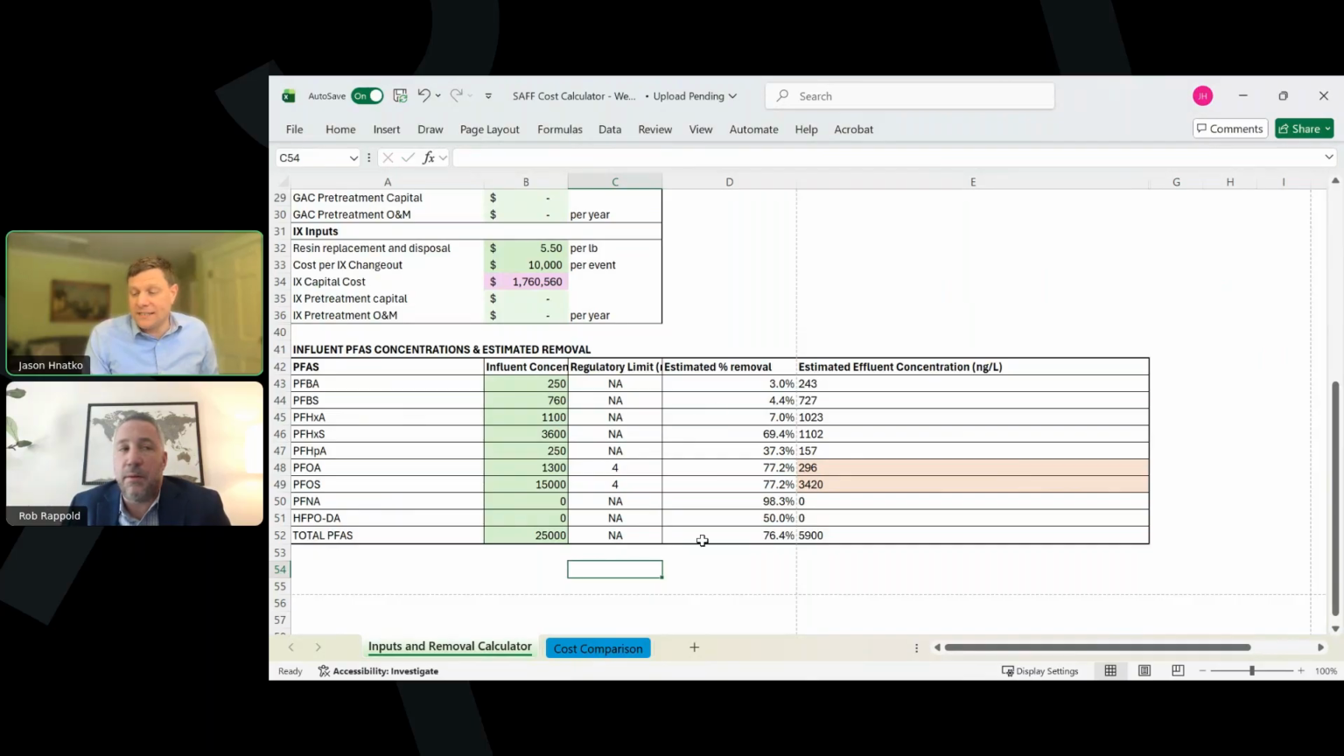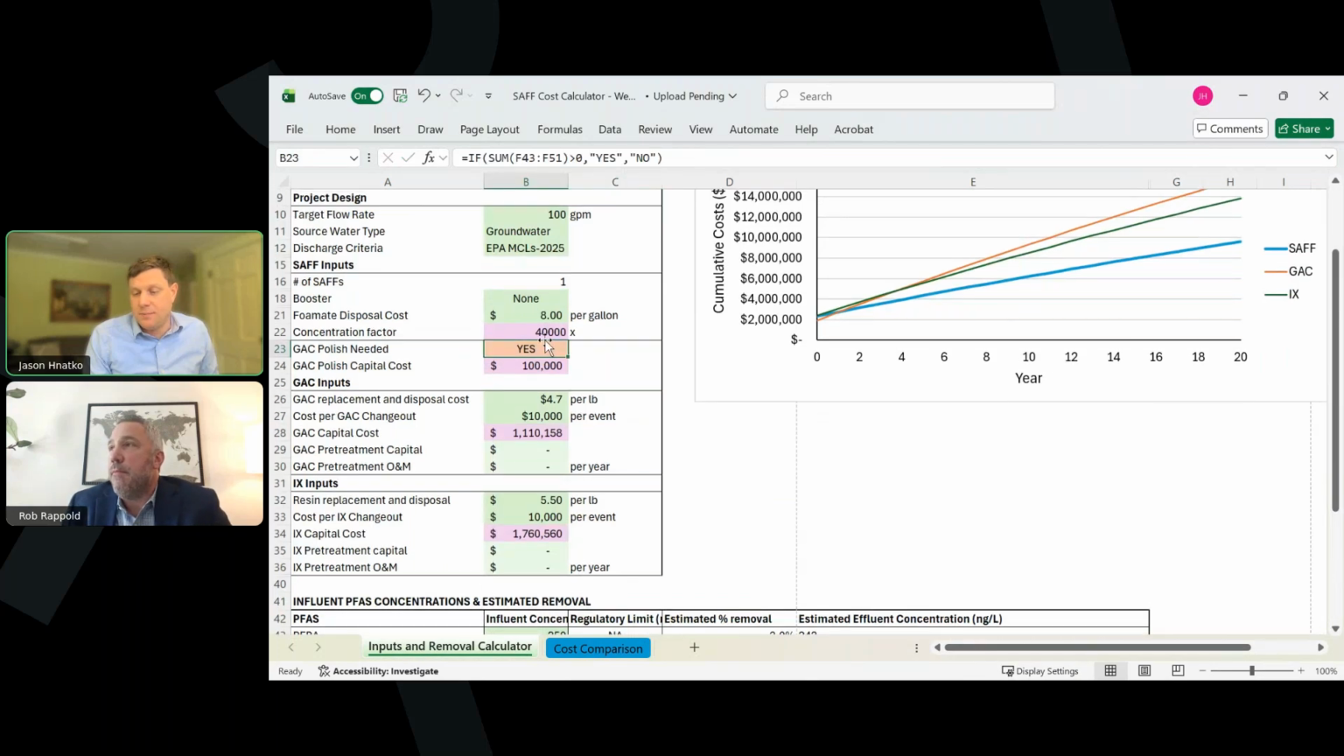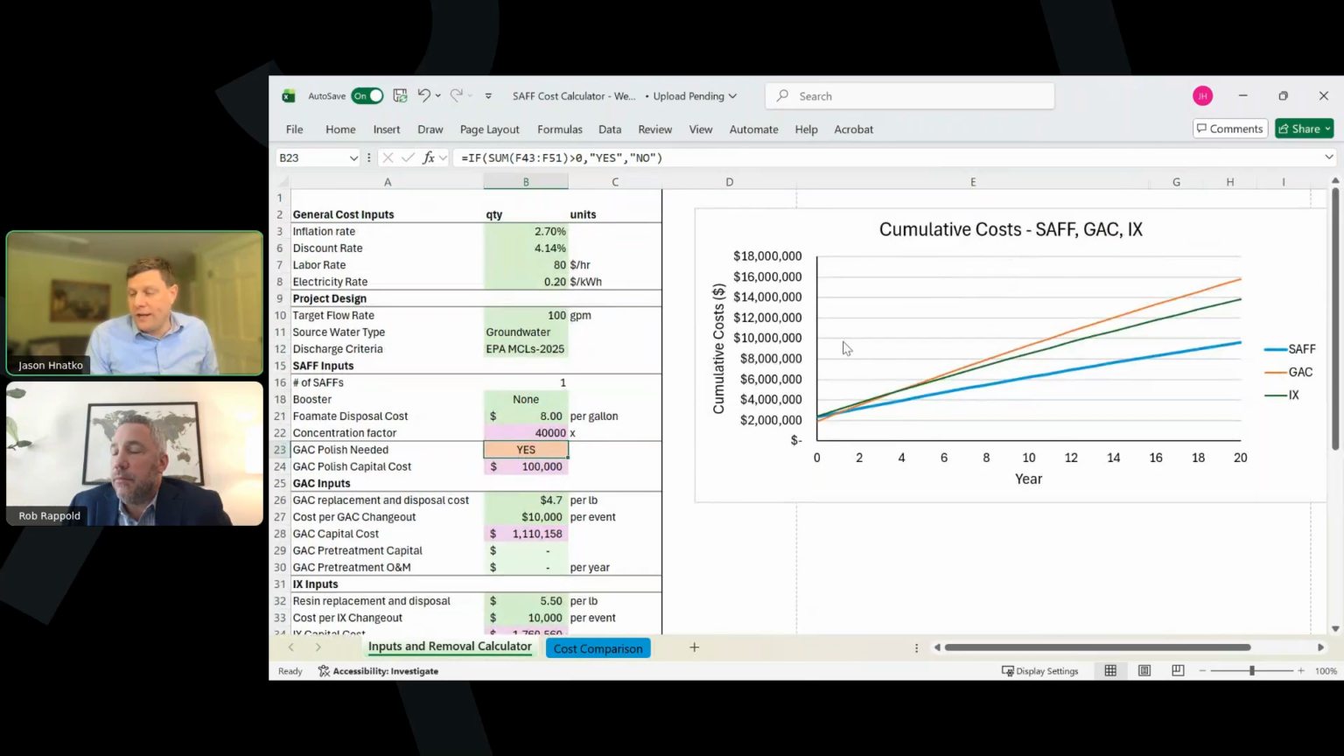So you can see here the estimated removal percentage, and then it shows estimated effluent concentrations. And because those are orange, it shows that we do need that GAC polish here. Looking to the right on the costs, you can see here we have granular activated carbon in orange, ion exchange resin in green, and then the SAFF costs in this blue line. So SAFF has the highest capital costs, but you can see because of those lower O&M costs, you have a flatter line and you have a pretty rapid payback.